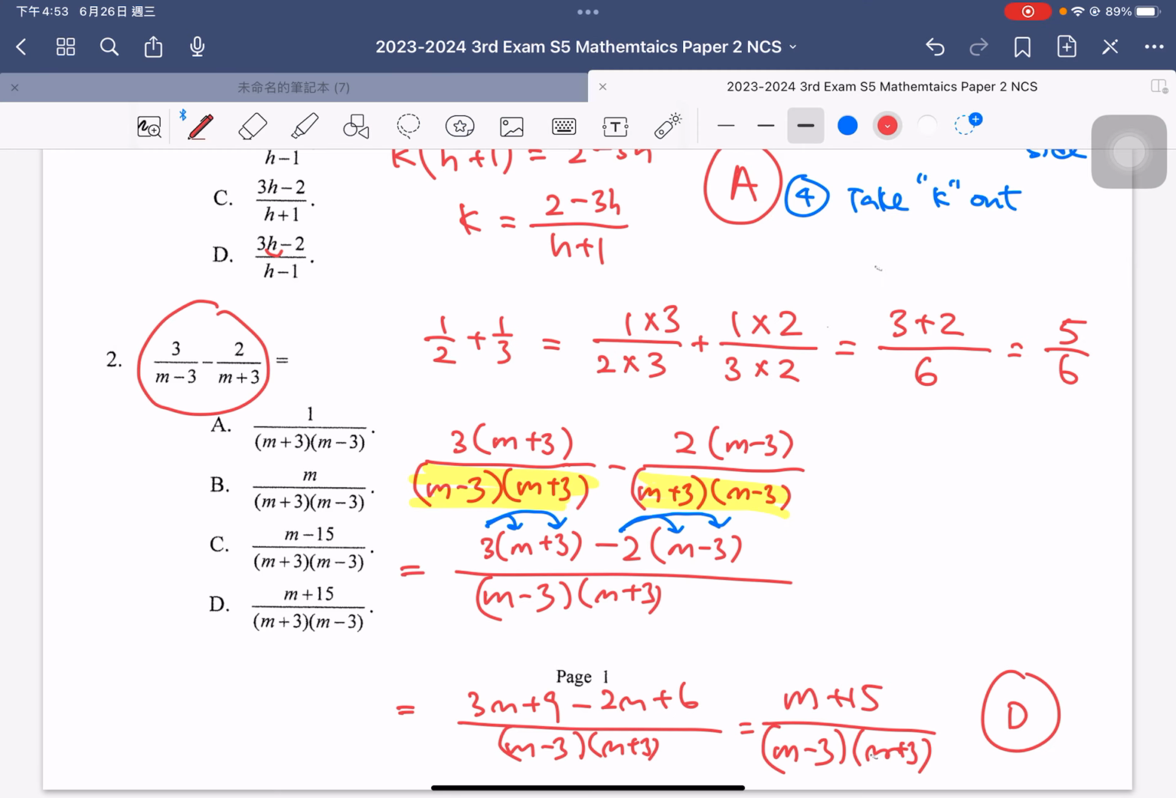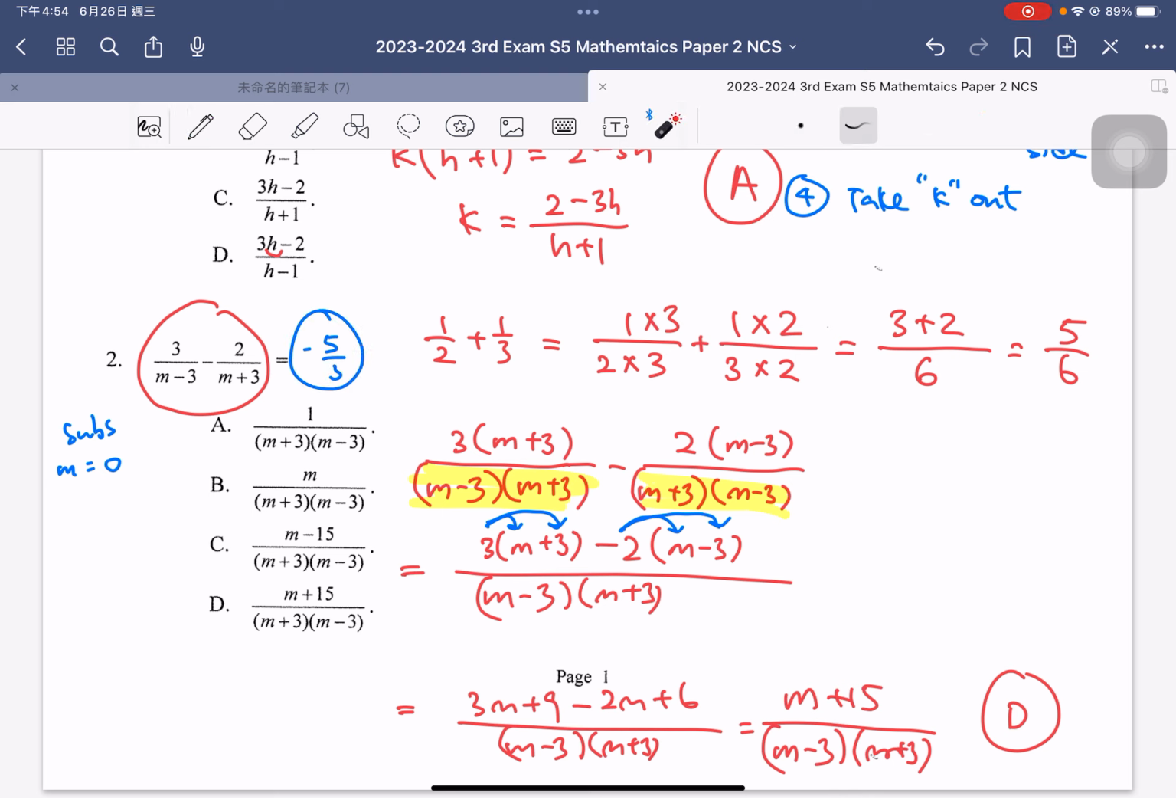And actually there's another way to do this. Because there's only one variable, which is m, you can see that m can be any number. So we can just substitute m with any number. For example, we can substitute m equal to 0. Then for this part, m becomes 0, and then we have 3 over negative 3 minus 2 over 3. And using a calculator, you can get negative 5 over 3. So you can write it here, negative 5 over 3.